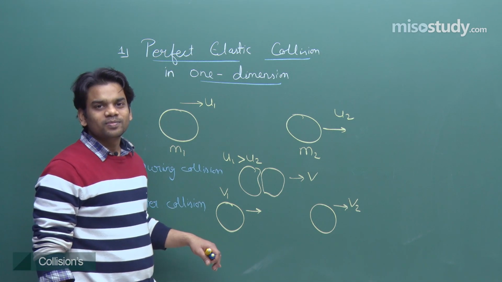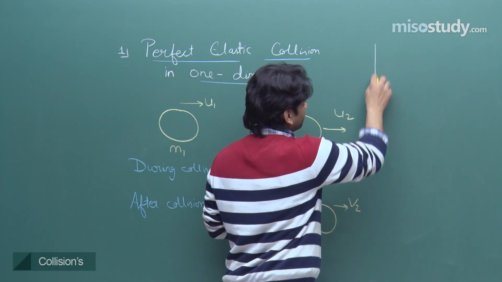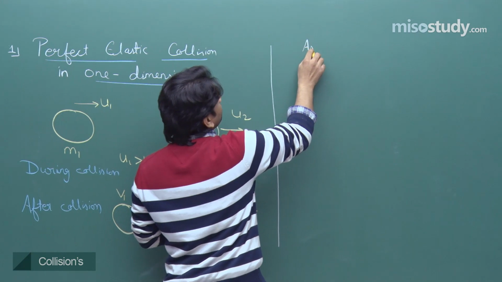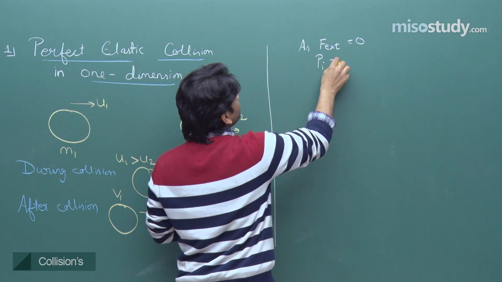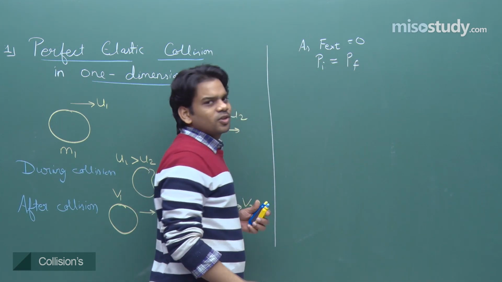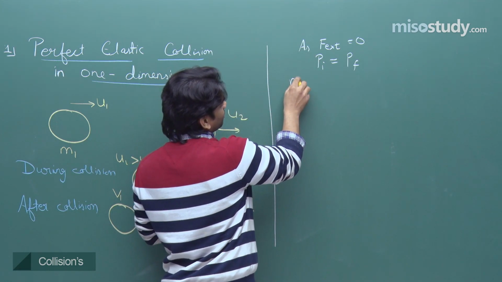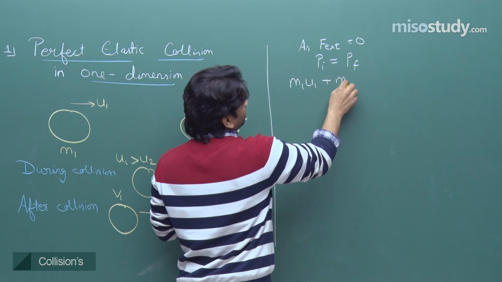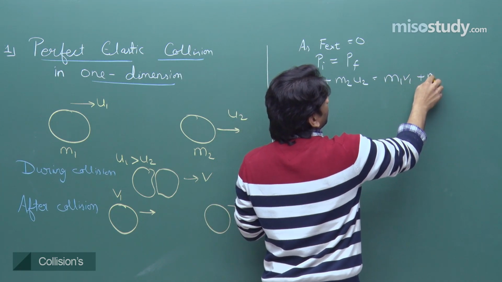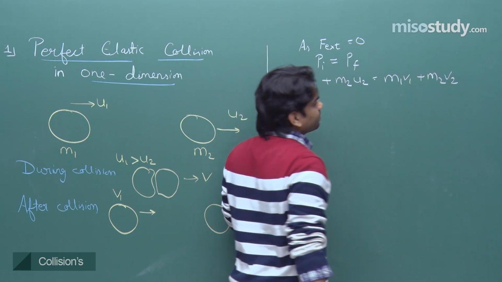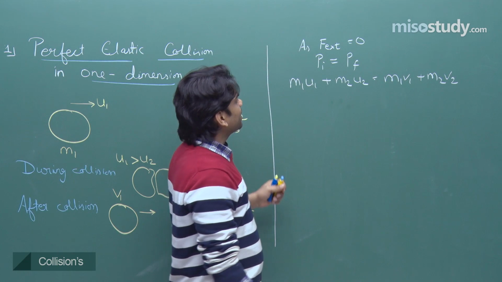As I told you, momentum remains conserved. So we can write the very first equation as F external is equal to 0. Momentum remains conserved. Just now we have learned the concept of momentum, so it's very easy for you all to recall momentum conservation. We can write initial momentum is equal to final momentum. That's what we have conserved, the momentum. Let us say this is equation number 1.